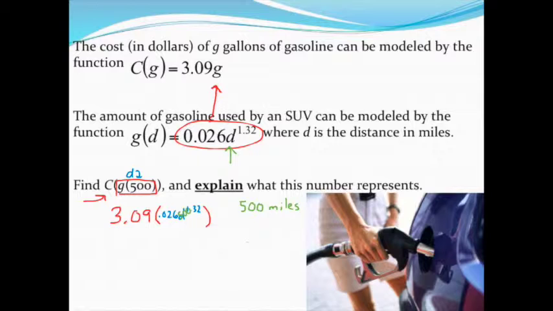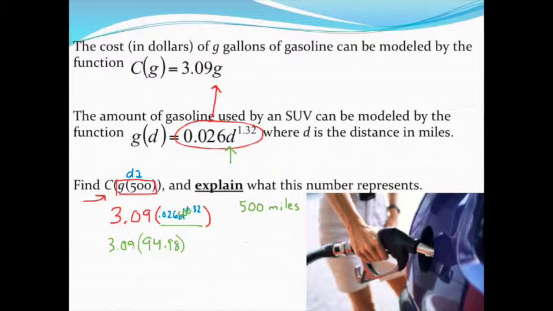Let's go ahead and evaluate this and see what ends up happening. So let's start in here inside the parentheses like we did in the previous video. Remember that exponents happen before multiplication. Just be careful you don't multiply and then raise that answer to the 1.32. I would raise 500 to the 1.32 power and then multiply. Doing that gets me an answer of 94.98 approximately.